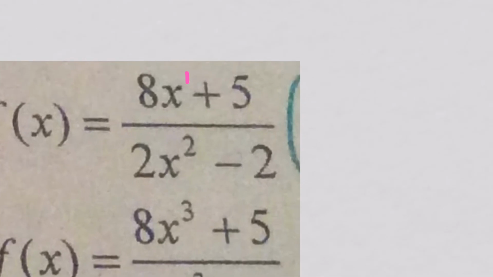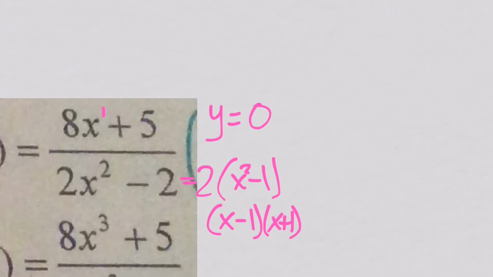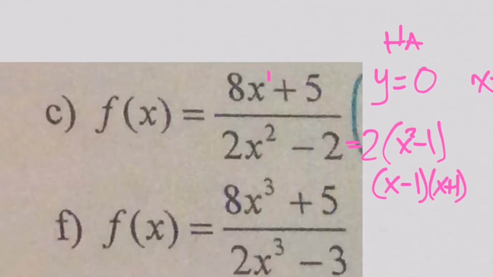Right off the bat, I notice I have a power of 1 on the top and a power of 2 in the bottom, so I already know that y equals 0 will represent my horizontal asymptote. So let's figure out where my vertical asymptote will be, or asymptotes. We need to factor it to figure that out. So pull out that 2, and what are you left with? You're left with x squared minus 1, which is a difference of squares, which factors as x minus 1, x plus 1. So this thing will have two vertical asymptotes, one at x equals 1 and another at x equals negative 1 for my VAs and 0 for my HA.